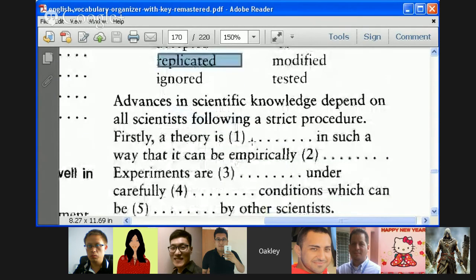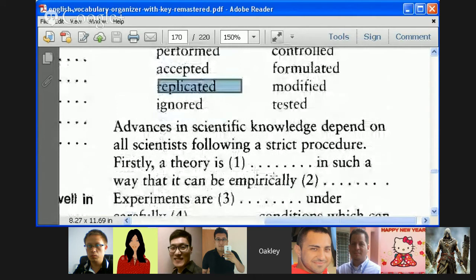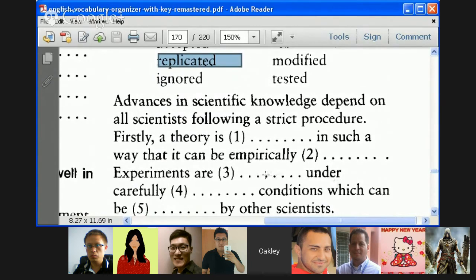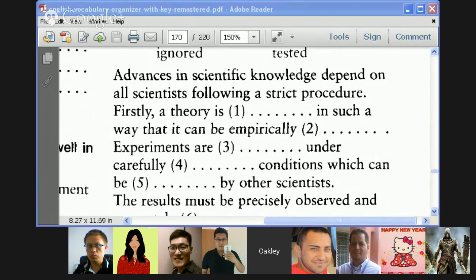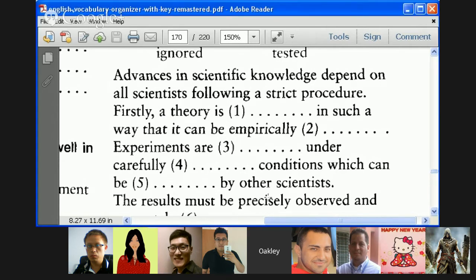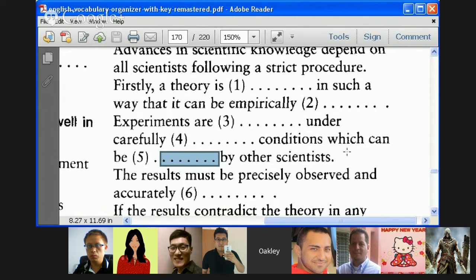Okay. Theory is formulated in such a way that it can be empirically tested. It means it can be tested completely and absolutely with no false data. Experiments are conducted under carefully controlled conditions. So there can't be any anomalies. An anomaly is something strange that doesn't belong. It doesn't fit. Something could not fit the theory. Something could also not fit the experiment, which can be replicated by other scientists. So many people have to be able to replicate the experiment to get the results which prove the theory.